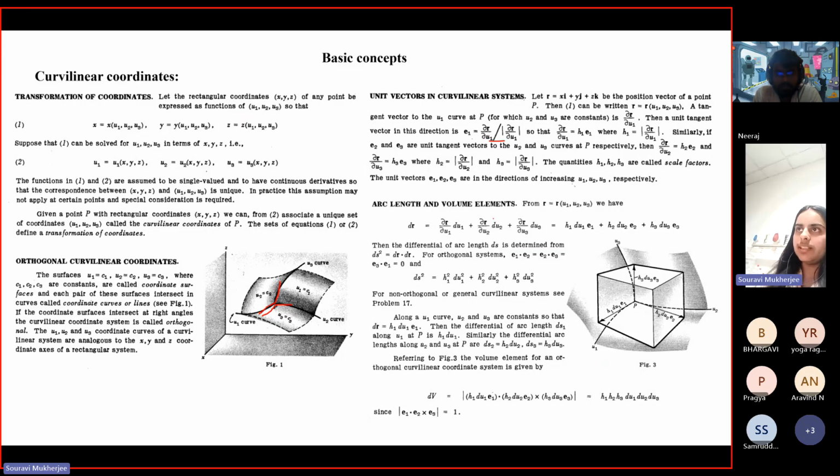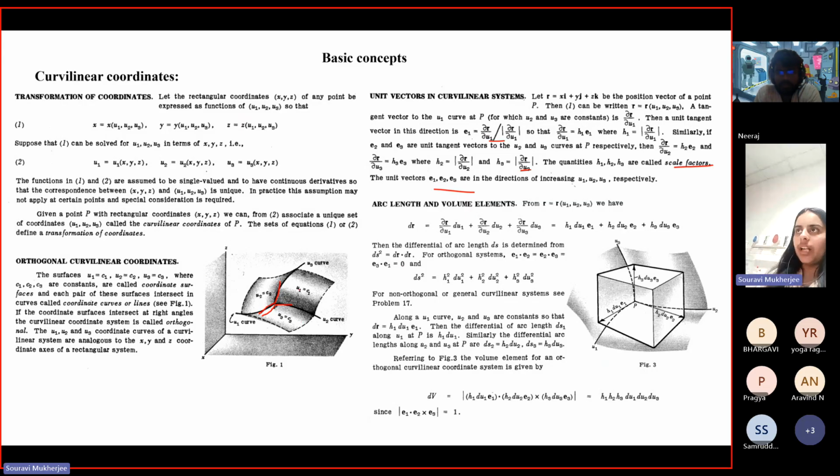Each of these tells you how the position vector changes along these three curved lines. So you have these three magnitudes, which we call the scale factors, and the unit vectors E1, E2, E3, which are the unit vectors in the tangential directions.